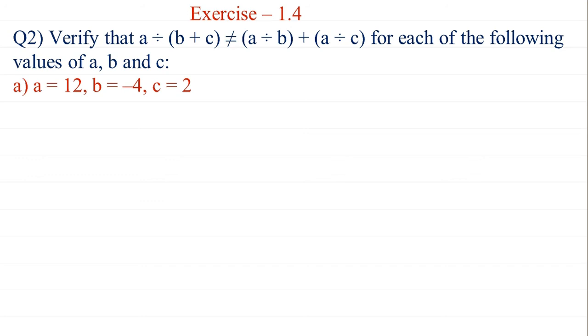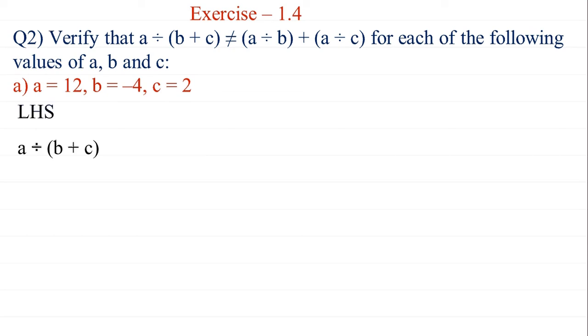Here in the first part, the value of a is given as 12, the value of b is -4, and the value of c is 2. In questions like verification, we have to solve individually the left hand side of this expression and the right hand side of this equation. In this equation, this is the left hand side. So we'll solve this.